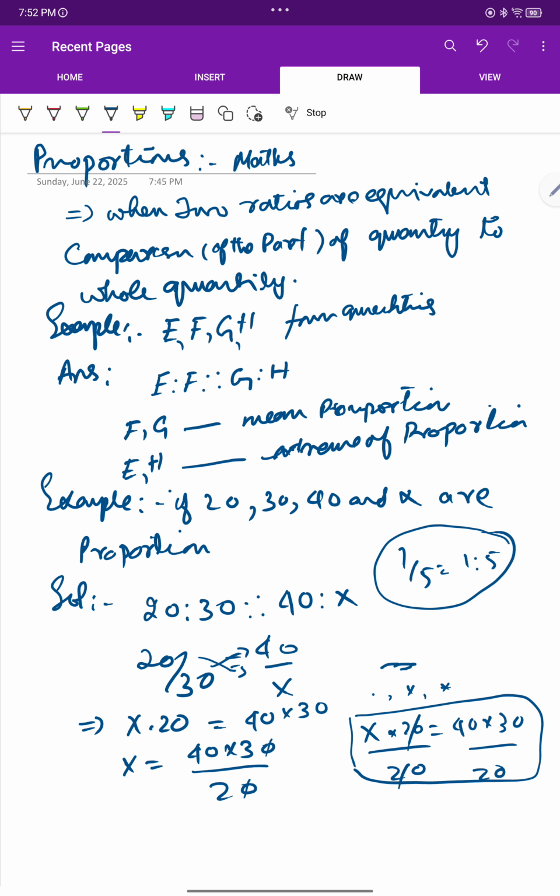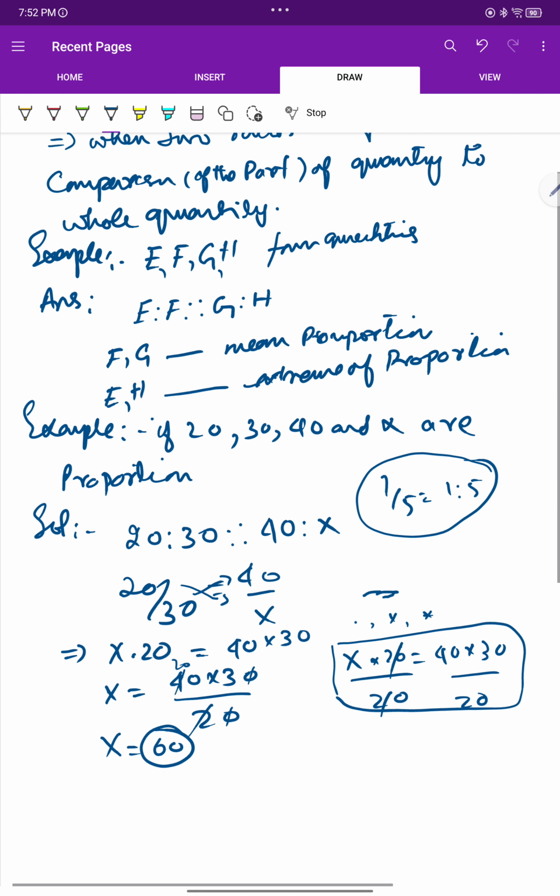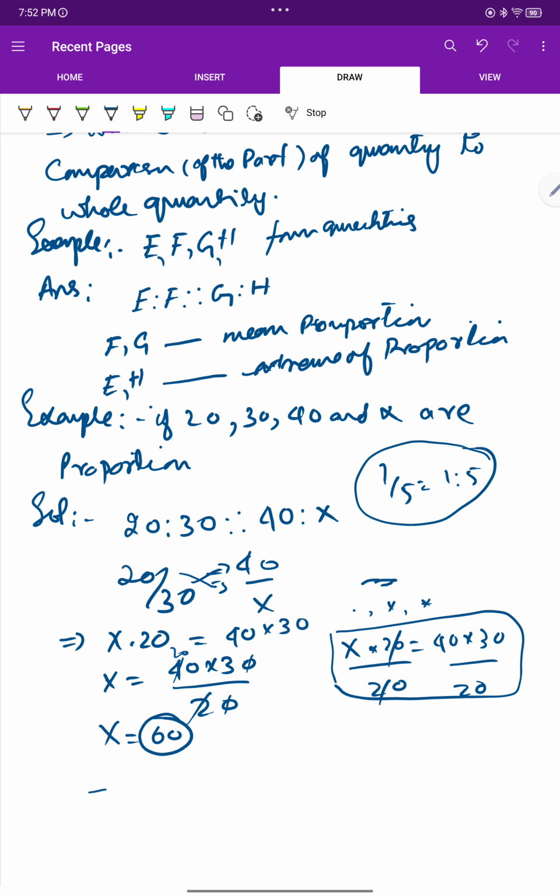20 divided by, so it's 2 into 20. So here x is equal to 60. Now you can write that 20 ratio 30 are in proportion with 40 ratio 60. This is the answer.